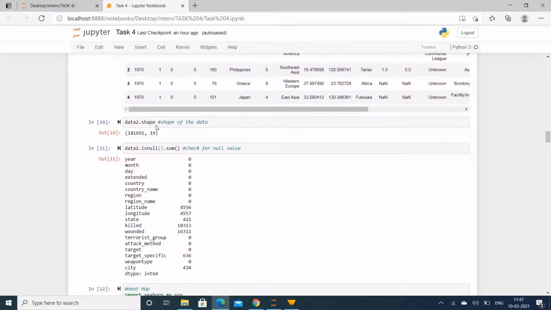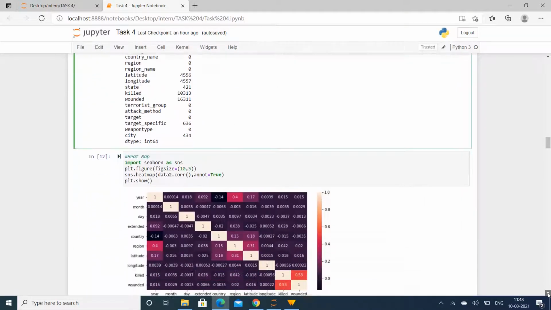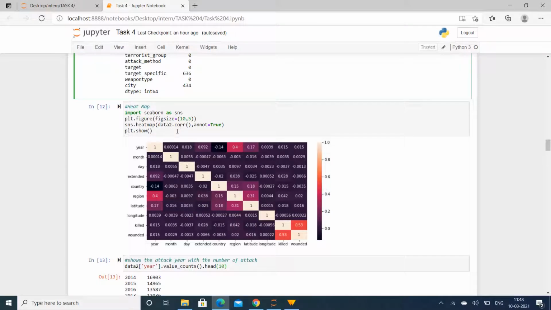Here I print the shape of the data. So there are 181,691 rows and 19 columns. Here I look for the null values. Here I plot a heat map, which shows the correlation between the columns.